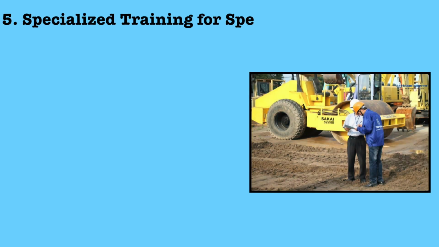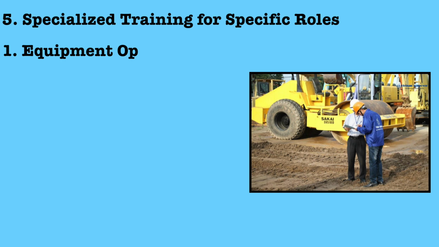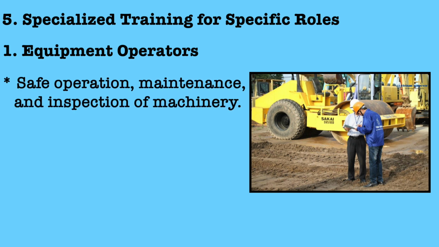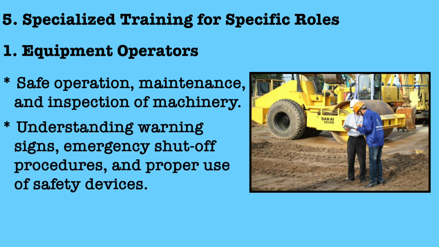Next one is specialized training for specific roles. This means certain job roles require specialized safety training due to the nature of the tasks involved. For example, first one, equipment operators. Training for the equipment operators covers safe operation, maintenance and inspection of the machinery. It includes understanding warning signs, emergency shutdown procedures and proper use of safety devices.